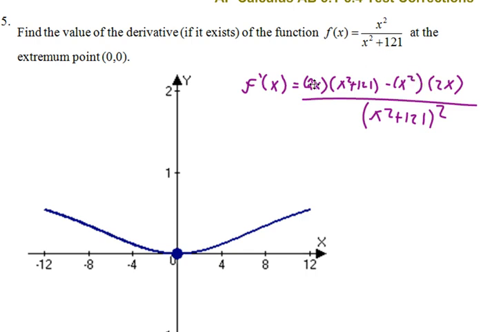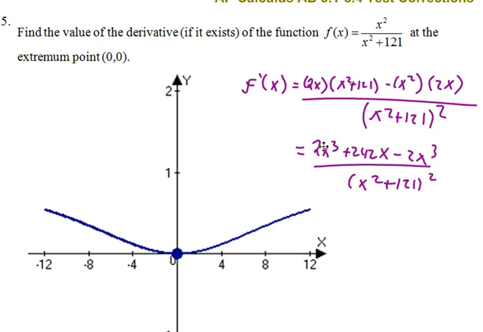multiply all these things through. So if I multiply these guys over here, I'll get 2x cubed plus 242x. And then this right here just becomes a negative 2x cubed all over our denominator, x squared plus 121 squared. And as you can see here, the 2x cubes are eliminated. And we just get 242x all over x squared plus 121 squared. Okay, so there's our f prime right there in a pretty simplified version right there.